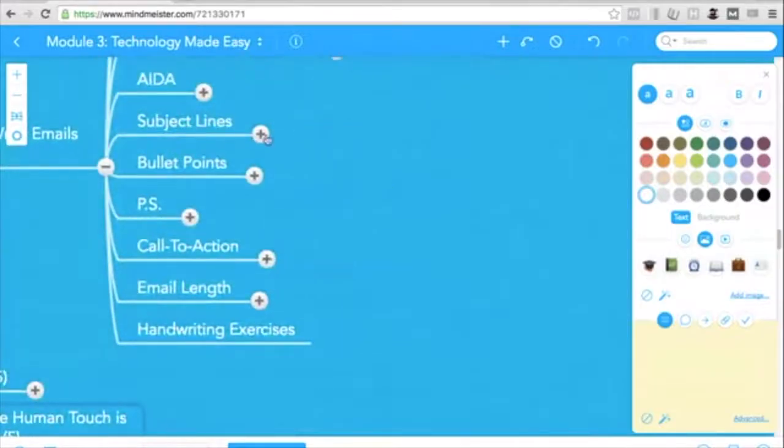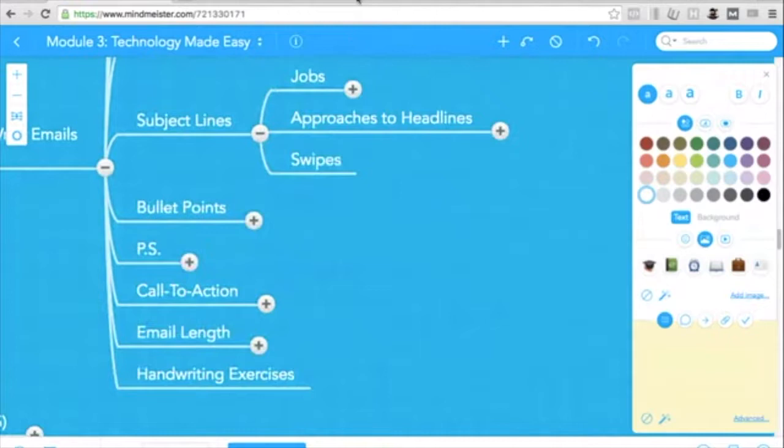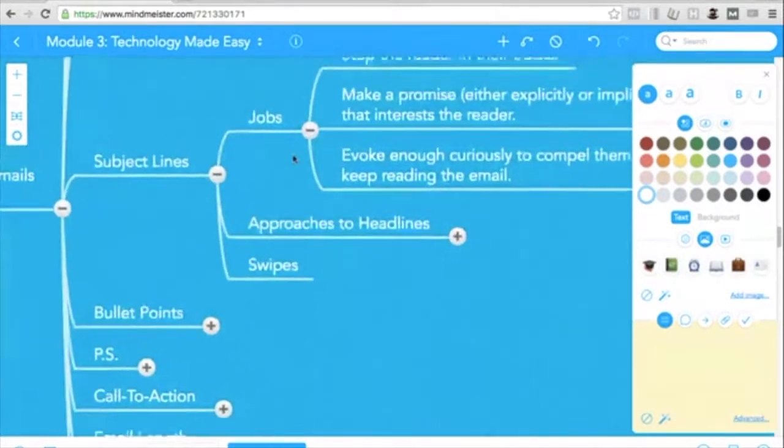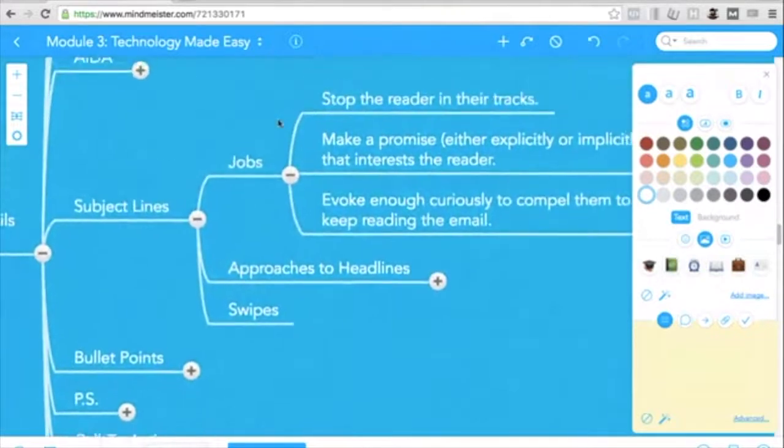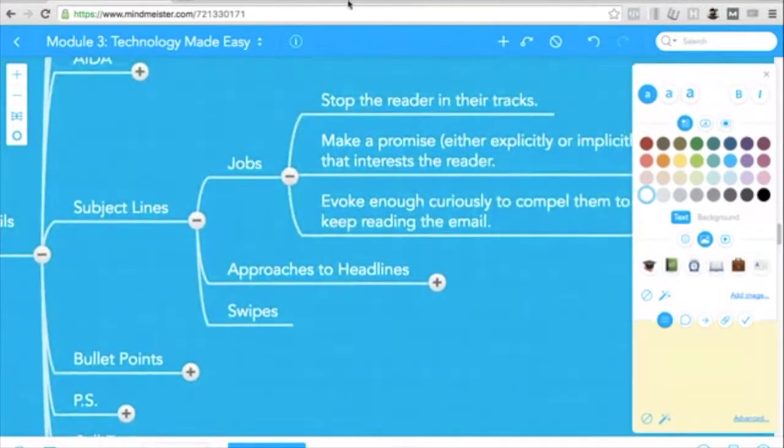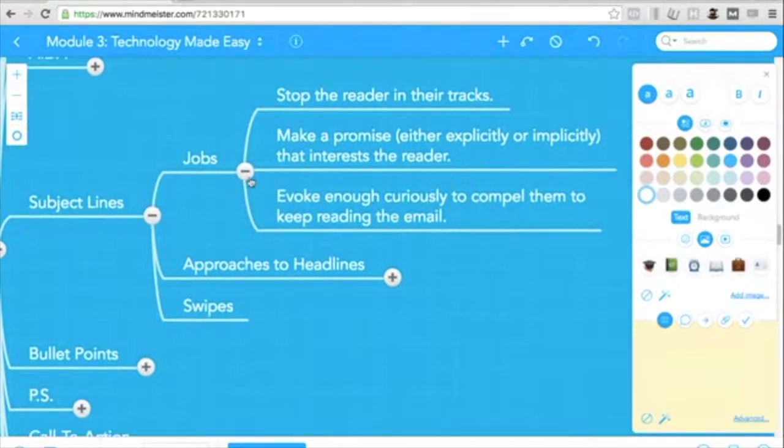Dito tayo sa subject lines, okay? Subject lines, of course, ito yung nakikita natin when we open our emails. Then sa inbox, you could see different mga sender, then yung subject line ng emails nila. Okay, so ano bang job ng subject line? Its job is to stop the reader in their tracks. Of course, gusto natin mabasa ang email natin, di ba? So that's one of the jobs of the subject line.